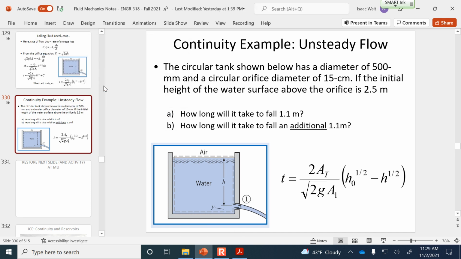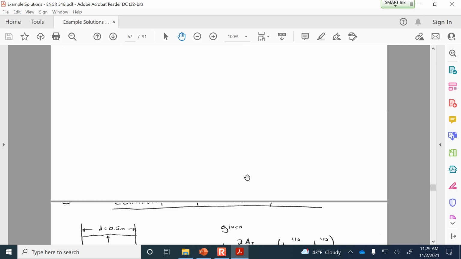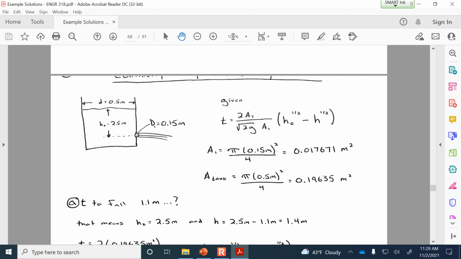All right. So what we're going to do is look at starting at the 2.5 down to 1.4 as the height for part A, and then part B, the additional 1.1 meters means it's going from 1.4 down to 0.3. So let's look at the fall times for that.